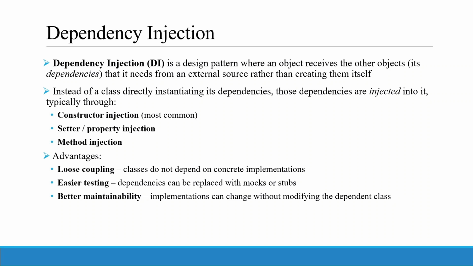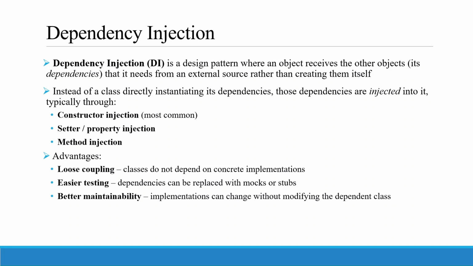They are called dependencies that it needs from an external source rather than creating them itself. So basically, when we use dependency injection, an object does not create by itself the objects that it uses, but it gets those objects from an external source, okay? And we'll see immediately an example how it gets them. Instead of a class directly instantiating its dependencies, those dependencies are created or injected from dependency injection naming into it. And typically these objects are created using the constructor, the most common way, using properties, or using methods.